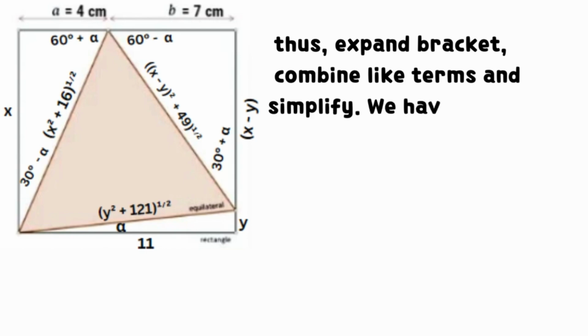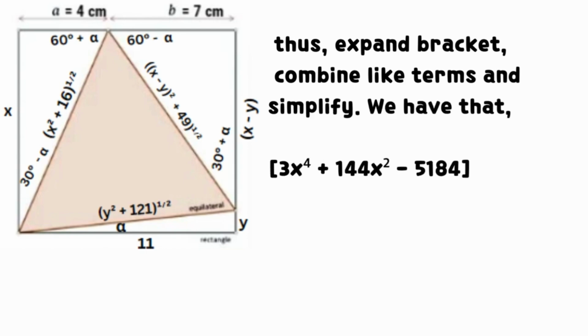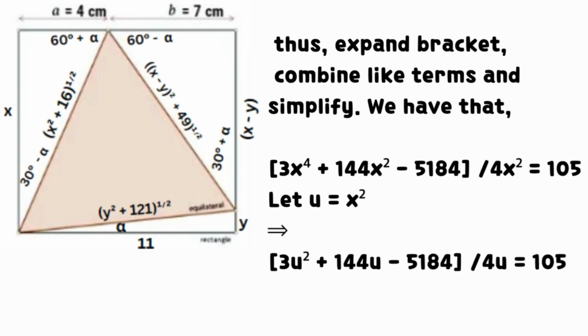Expand bracket. Combine like terms and simplify. We have a quartic equation in x alone as shown on the screen. For simplicity, let u equals the square of x. This implies that the product of 3 and the square of u plus 144 times u minus 5184 all divided by 4 times u equals 105.